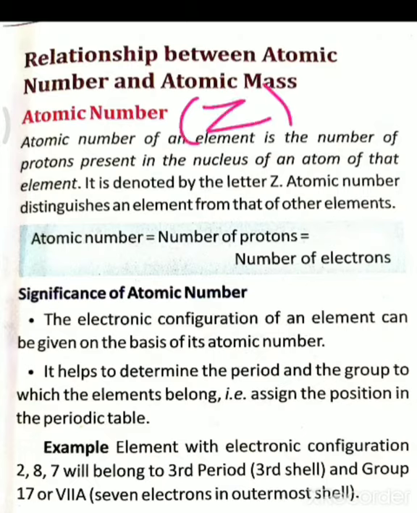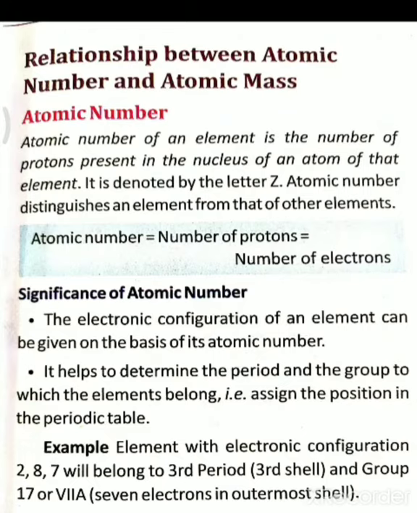Atomic number distinguishes an element from other elements. If you know the atomic number of some elements, then we can easily differentiate them. So we can say atomic number equals the number of protons, which equals the number of electrons. If we know the number of protons in an atom, then automatically we know its number of electrons.